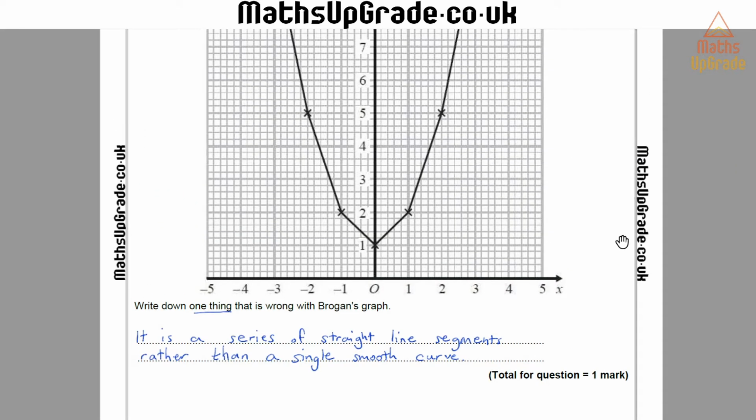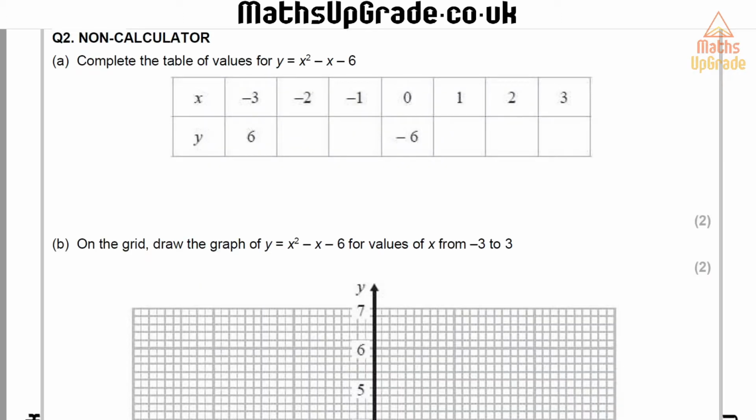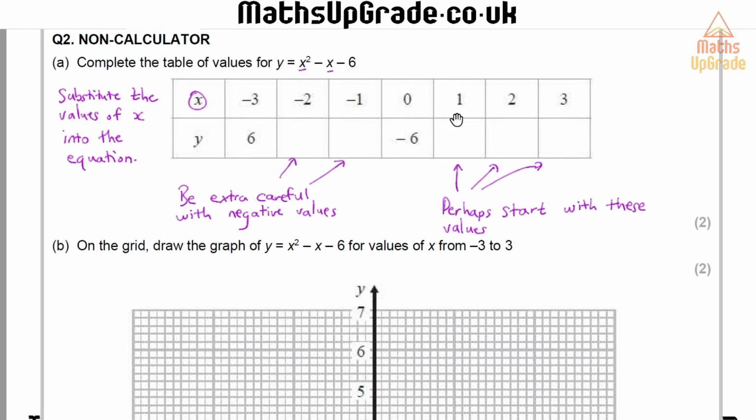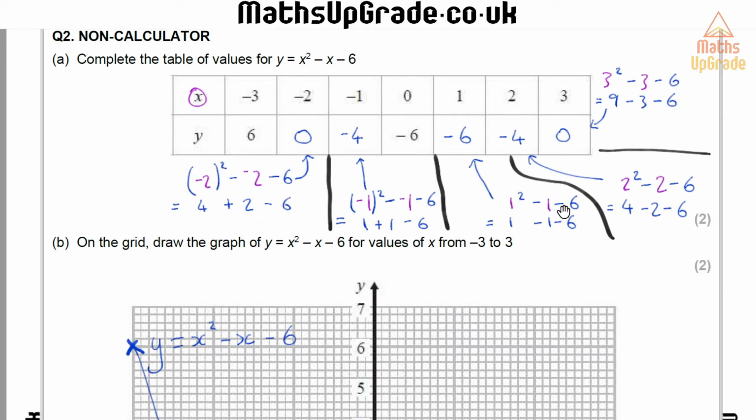and that would just be 1 mark. In question 2, we need to complete the table of values for y equals x squared minus x minus 6. So with questions like this, where you've got a complicated equation, always start from the positive values of x, just to give yourself a bit of confidence on these easy ones. So I'm going to start with x equals 1. So when x equals 1, y is going to be equal to 1 squared minus 1 minus 6. So 1 squared minus 1 minus 6 is the same as 1 subtract 1 subtract 6, which would be negative 6.